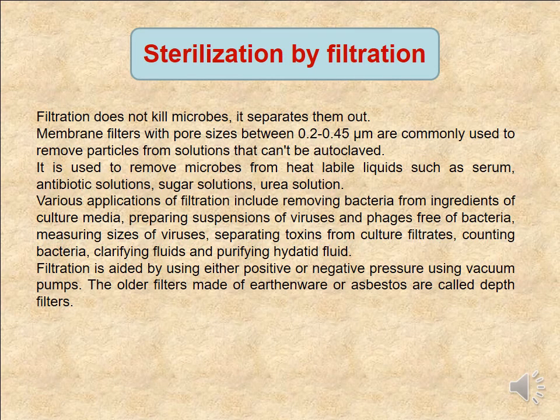A third method of sterilization is sterilization by filtration. The filtration does not kill microbes, it separates them out. Membrane filters with pore size between 0.2 to 0.45 micrometer are commonly used to remove particles from solutions that cannot be autoclaved. It is used to remove microbes from heat-labile liquids such as serum, antibiotic solution, sugar solution, and urea solution.